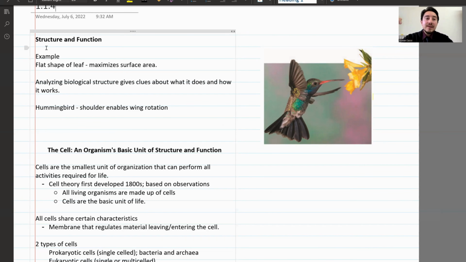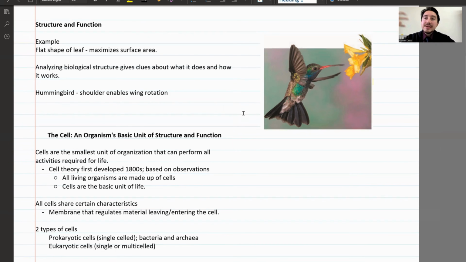Okay, so analyzing biological structure can give a clue as to what it does and how it actually functions, how it works. The anatomical structure of a hummingbird's wing is quite unique in that it enables wing rotation within the structure, right? So this gives the hummingbird a higher degree of rotation, of freedom of movement, in comparison to other birds. Okay. So this is an example of what I mean by structure and function. We're going to see this in a lot more detail in the later sections.